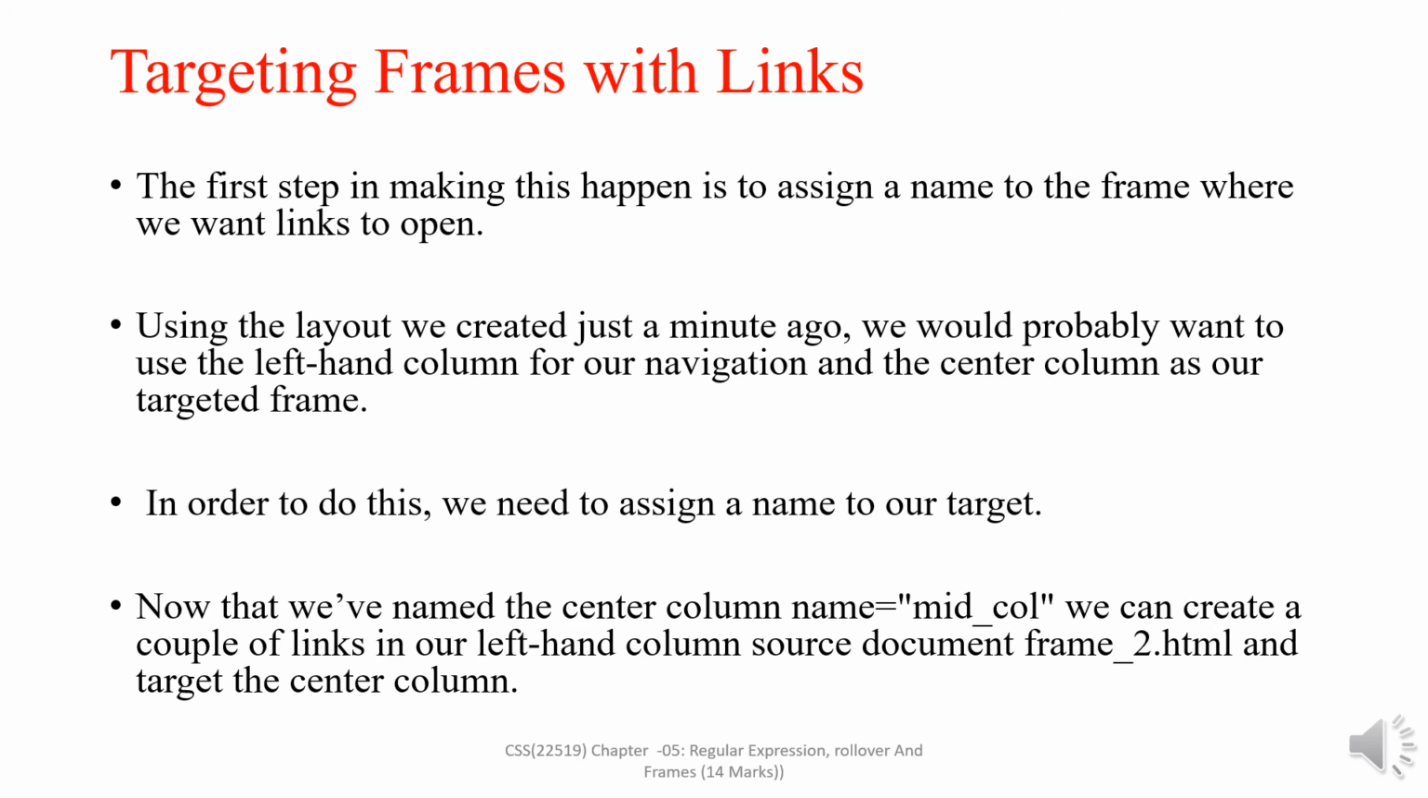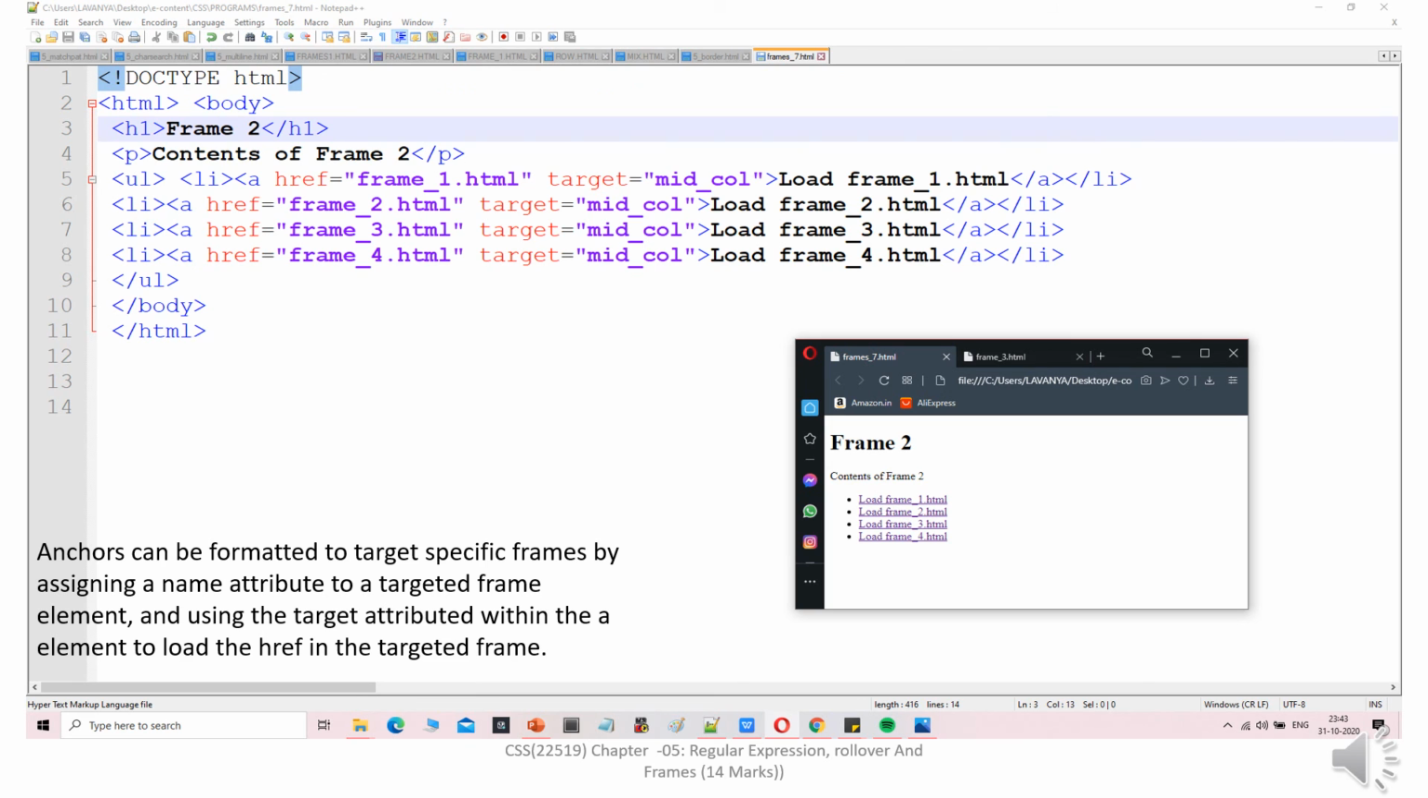Okay, now we will see how to target the frames with links. We will see some HTML code. So this is our HTML code, and in this, anchors can be formatted to target specific frames by assigning a name attribute to the targeted frame element and using the target attribute within the anchor element to load the href in the targeted frame. Okay, means in this, the href loads in the targeted frame.